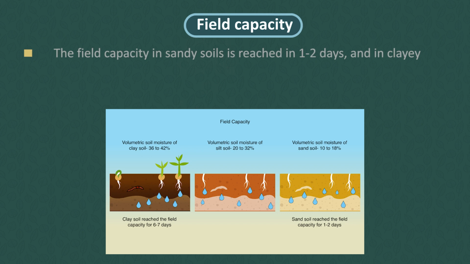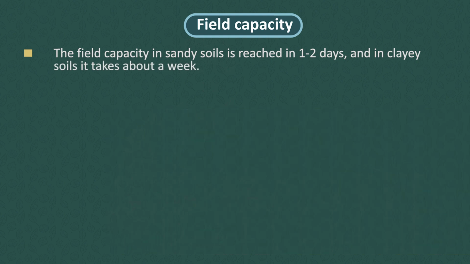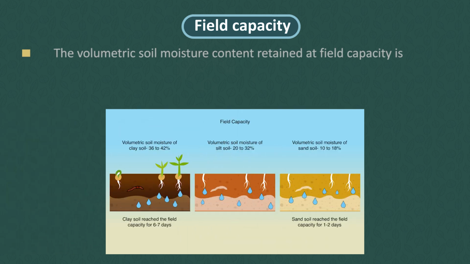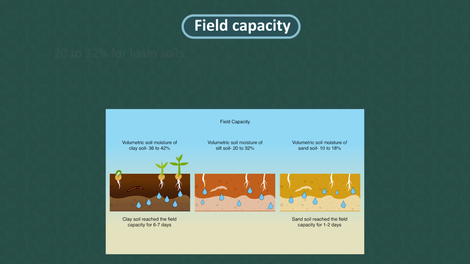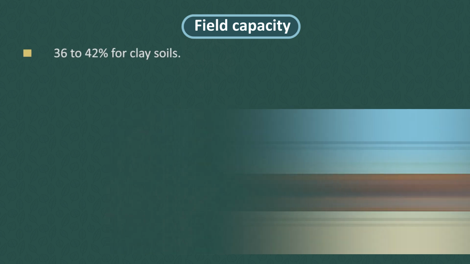Field capacity in sandy soil is reached in 1 to 2 days, and in clay soil it takes about a week. Student, it is interesting to know that the volumetric soil moisture content retained at field capacity is about 10 to 18% for sandy soil, 20 to 32% for loam soil, and 36 to 42% for clay soil.